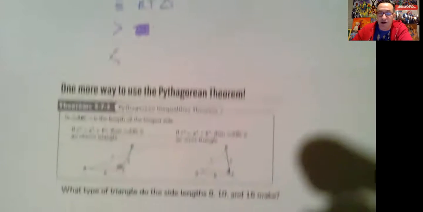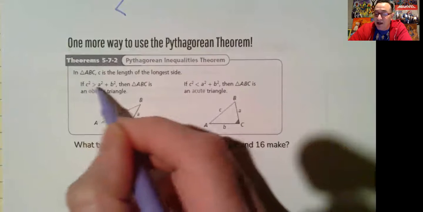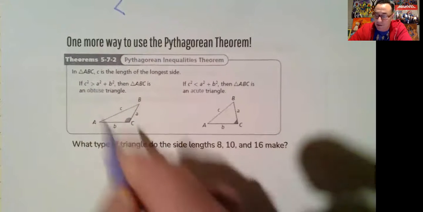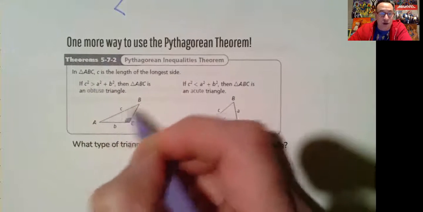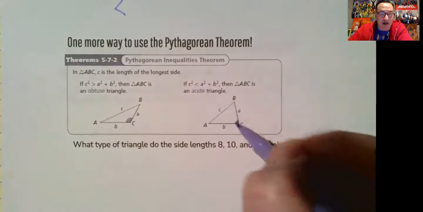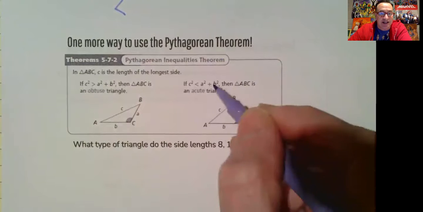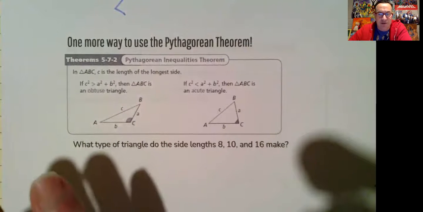Actually, it's easier to do it this way. Hey, look, I got a picture here. If c squared is greater than a squared plus b squared, it's obtuse because this side is longer than it would be if it's 90. If c squared is less than a squared plus b squared, it's acute because this angle is going to have to be less than 90 for this to be less than the sum there. Now, how are we doing?